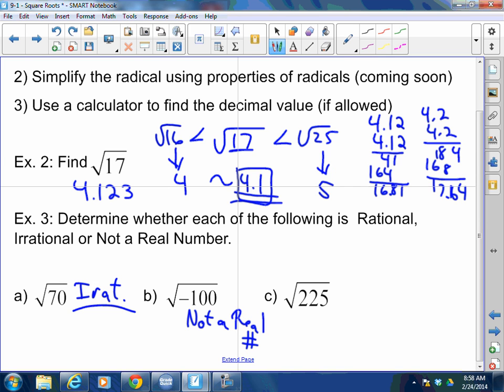No. The question was, is there a sign for that? And the answer is no. Square root of 225. Rational. Because it's 15. Yeah, it's a perfect square. That's simple. Make sense? All right.